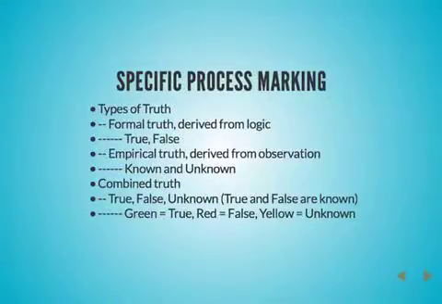On the matrix, when we're integrating and using two types of truth, we have specific marking processes. So these are the specific process marking types. For formal truth, we use true and false. For empirical truth, it's either known or unknown. We can combine these and use them on the same matrix. We're using true, false, and unknown.